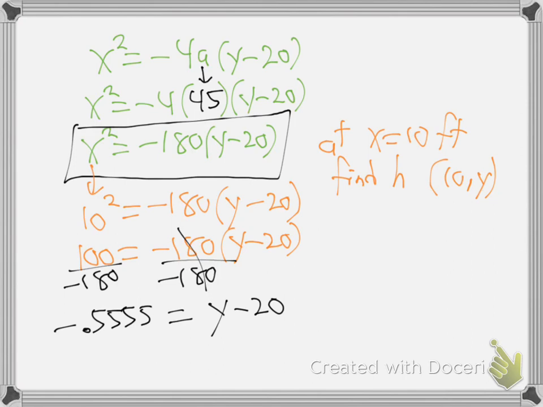Last step to get y alone? Add the 20. And you'll get y is 19.4. So in other words, the bridge is 19.4 feet high at 10 feet to the right. And you could also do it for the 30 and the 50 like they asked you. So we have some real power now with these parabolas. We can figure all kinds of things out about parabolas.